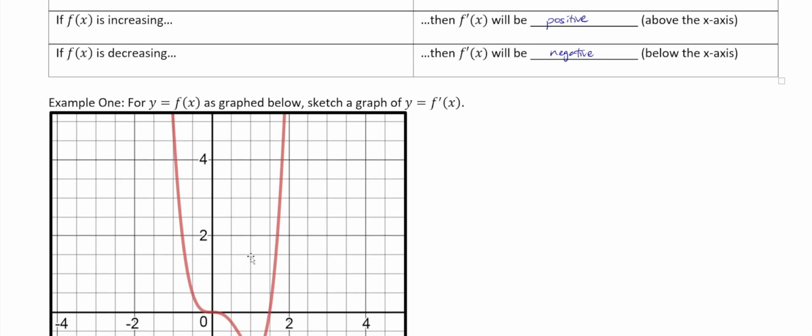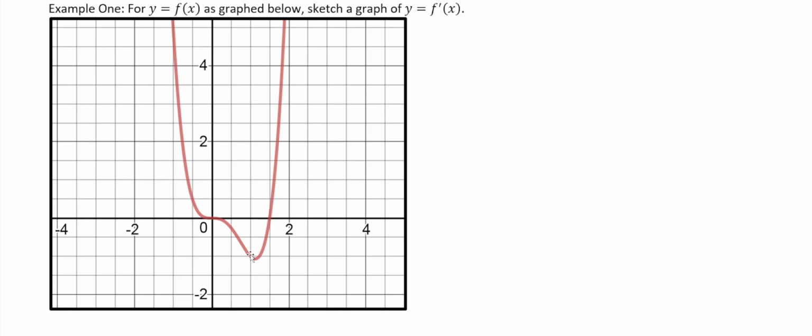So here we go, example 1. For y is equal to f at x, as graphed below, sketch a graph of f prime at x. Okay, so let's take a look at x is equal to 0. Well, f at 0 is a flat POI, and so therefore f prime at 0 should also be 0. As you can see right here, f at approximately 1.2 is a minimum, so therefore f prime at 1.2 should be equal to 0.